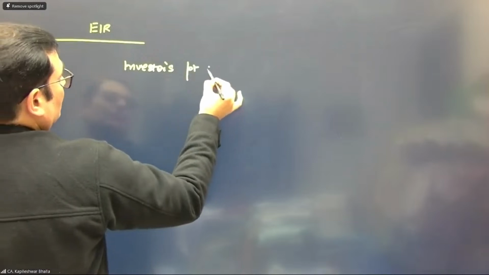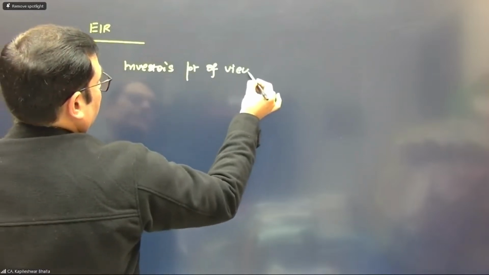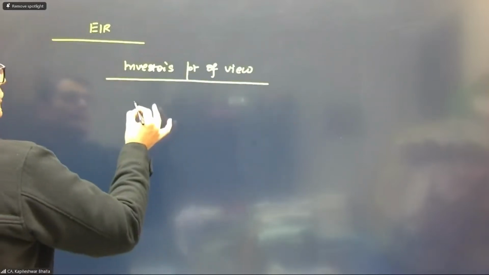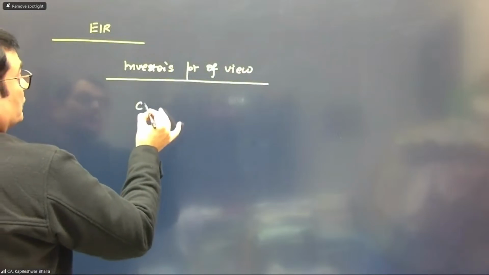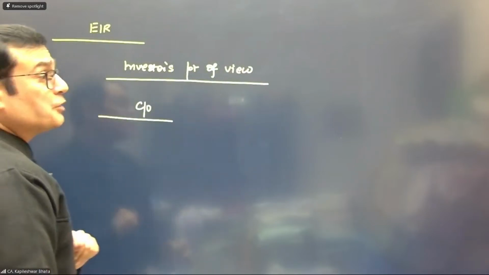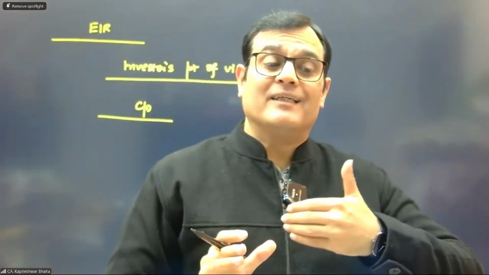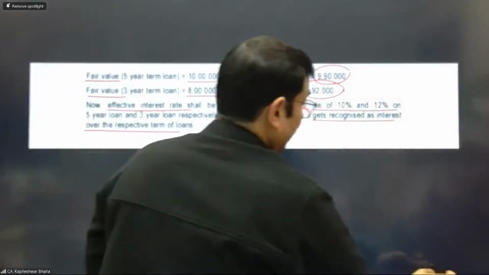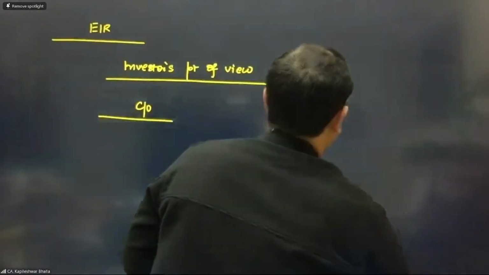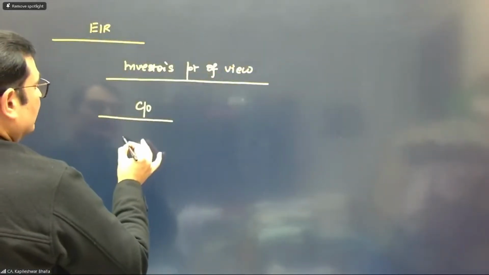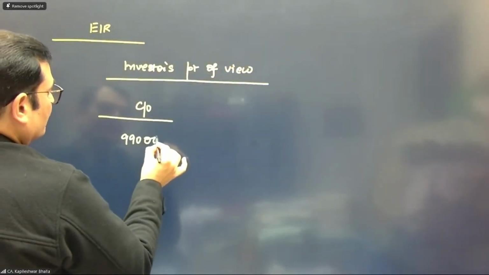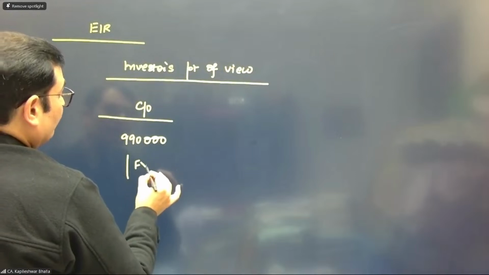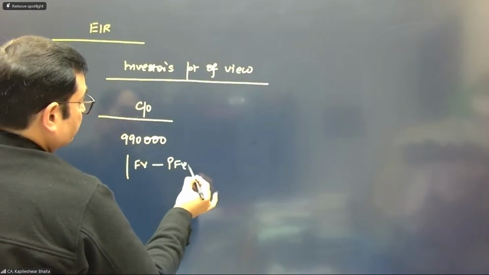If you think from the investor's point of view, that is, from the banker's perspective, the issuer's point of view. So let's think of the cash outflow. As a banker, what is my cash outflow? I give a loan, but then I get a processing fee as well. So if I consider the first loan, we can say 10 lakhs minus 1 lakh, 10,000, so we can say 9,90,000. This is the outflow, fair value minus the processing fee.